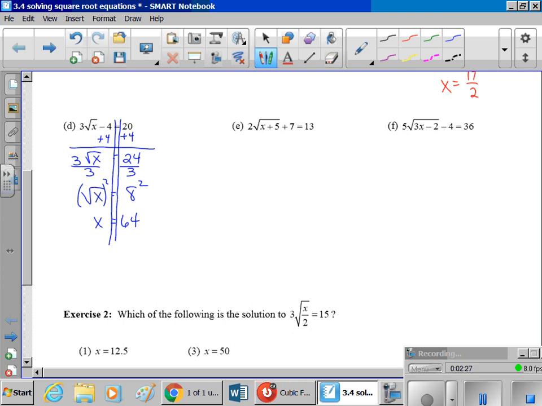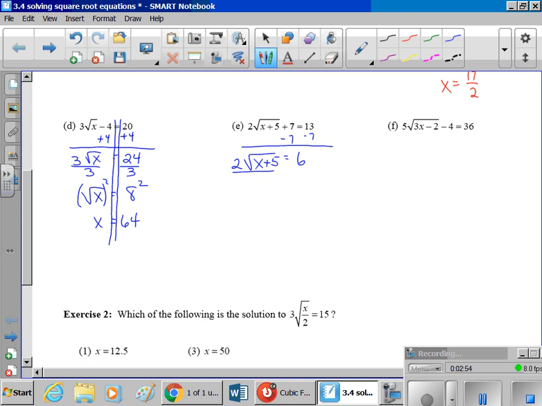On E, again, we're doing the same way as we would consider doing a linear equation. We're going to add and subtract anything with the radical first. I like my radical on the left side. That's how these are all set up. But if they weren't, you could switch them. Minus 7 from both sides. So you get 2 rad x plus 5 is equal to 6.